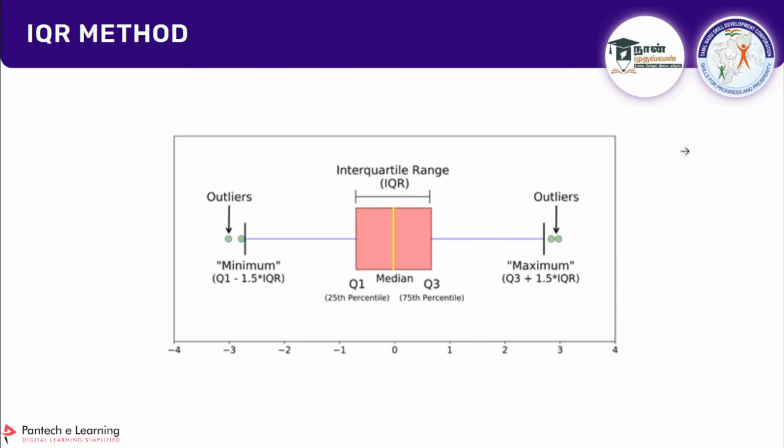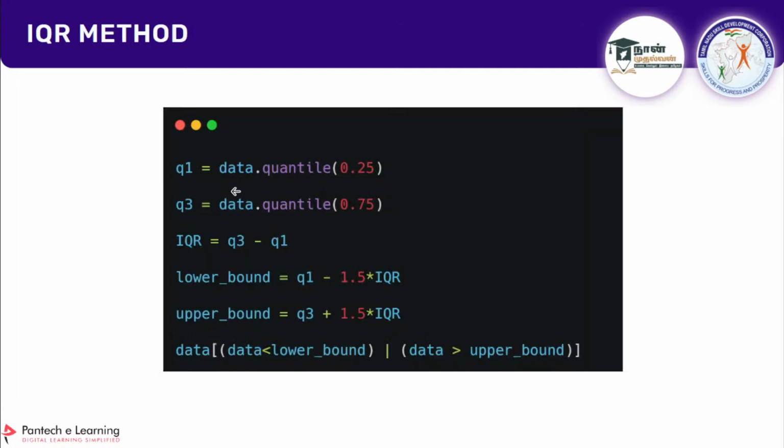Okay, so going with the IQR formula, if you want to do it, you can pass the data and get the quantile of 0.25 and 0.75, and store them in Q1 and Q3. To calculate IQR, it is nothing but Q3 minus Q1, and you will get a value. To calculate the lower bound, it is Q1 minus 1.5 multiplied by IQR, and the upper bound is Q3 plus 1.5 multiplied by IQR. With that, we'll pass it as a filter. If the data is lower than the lower bound, or greater than the upper bound, filter that and give me. Those will be the outliers.